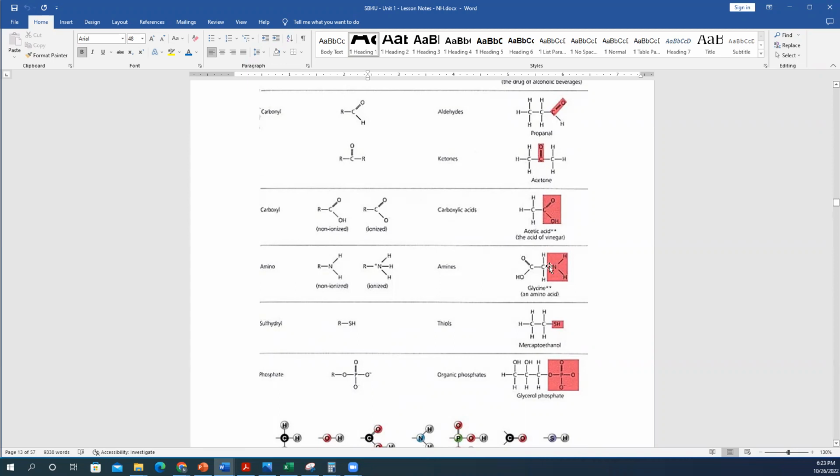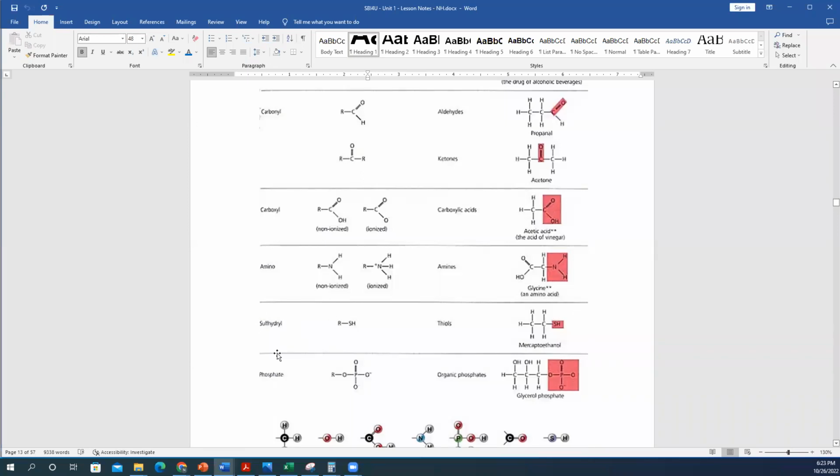Amino acids, if you recall, have got the central carbon, the carboxyl group on one side, and the amino group on the other side. The central carbon is bound to one hydrogen, and then the other bond is an R group. An R group can be any number of different types of atoms in the molecule. In the amino acid glycine, this R group is just the hydrogen. So that makes glycine the smallest amino acid out of all the other 20 amino acids.